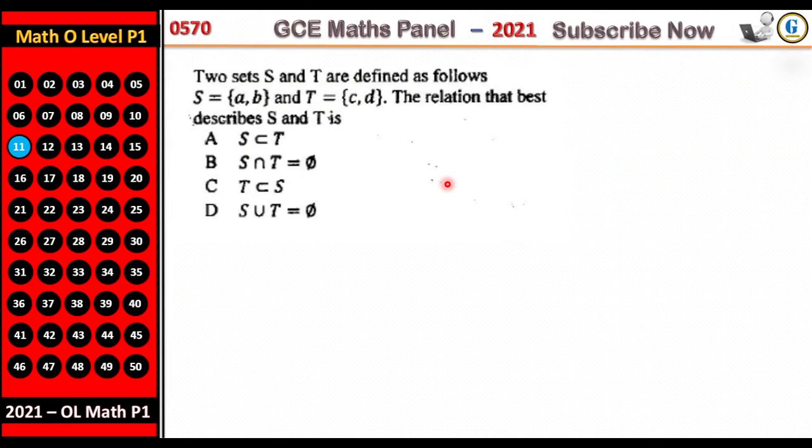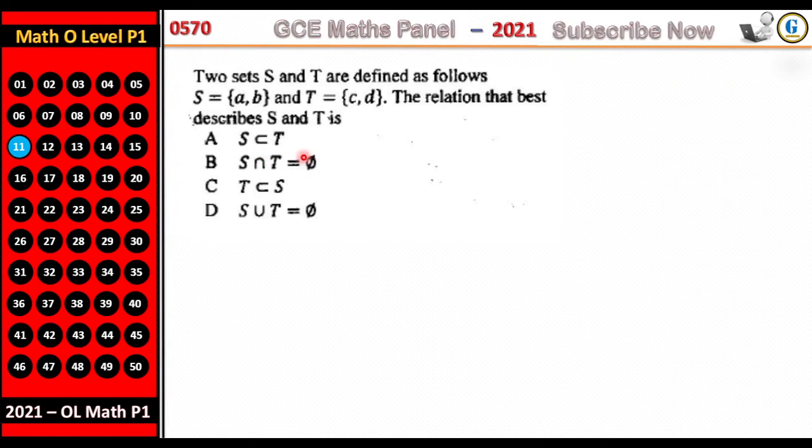Two sets S and T are defined as follows. S has elements A, B, and T has elements C, D. The relation that best describes the sets S and T: you see that the sets S and T do not have any elements in common, so they are disjoint sets. So S intersection T should be equal to an empty set, and this is the only thing that satisfies.